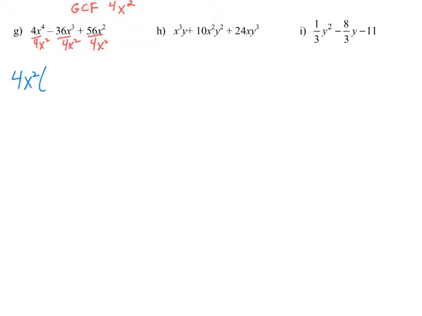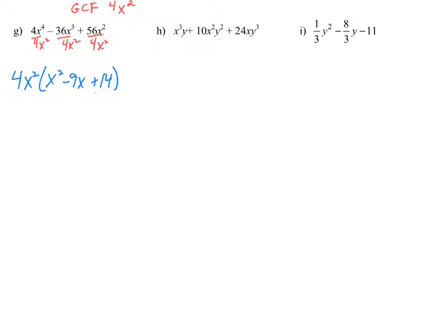and we get 4x to the fourth divided by 4x squared is x squared. The minus 36x to the third divided by 4x squared is minus 9x. And the 56x squared divided by 4x squared is plus 14. So we have the greatest common factor of 4x squared and the trinomial x squared minus 9x plus 14, which we can factor even further.